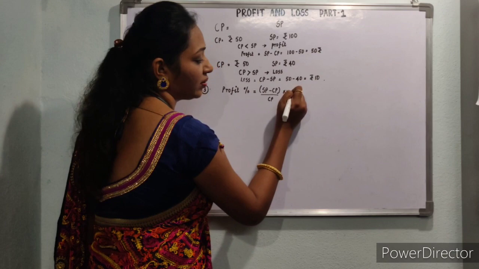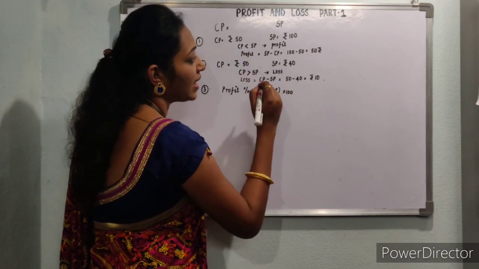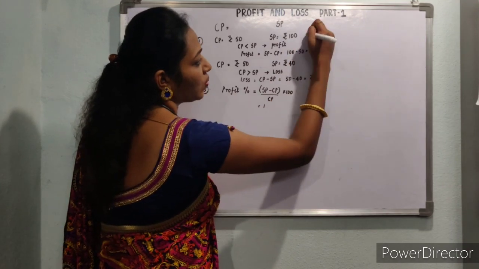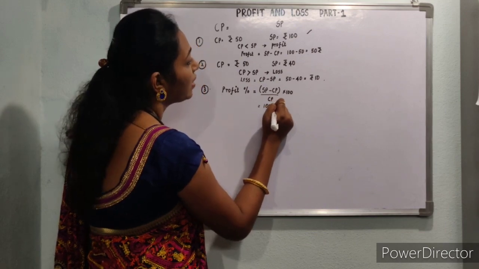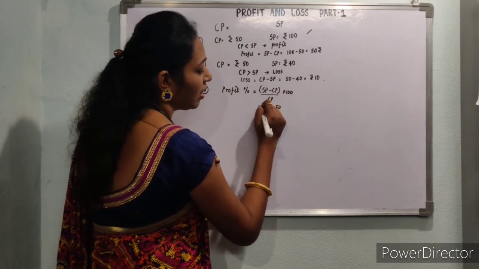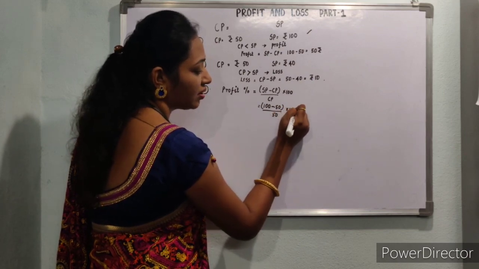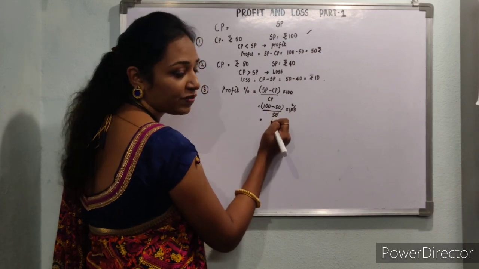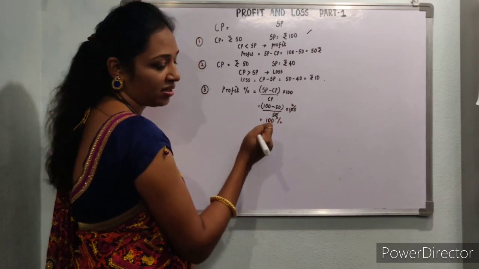So profit percentage can be calculated by selling price minus the cost price divided by the cost price into 100. In the first case, we'll calculate the profit percentage. So 100 minus cost price, which is 50, divided by 50 into 100. So I think you can cancel this twice. So 100 minus 50 is 50. 50 into 2 is 100% profit we get.